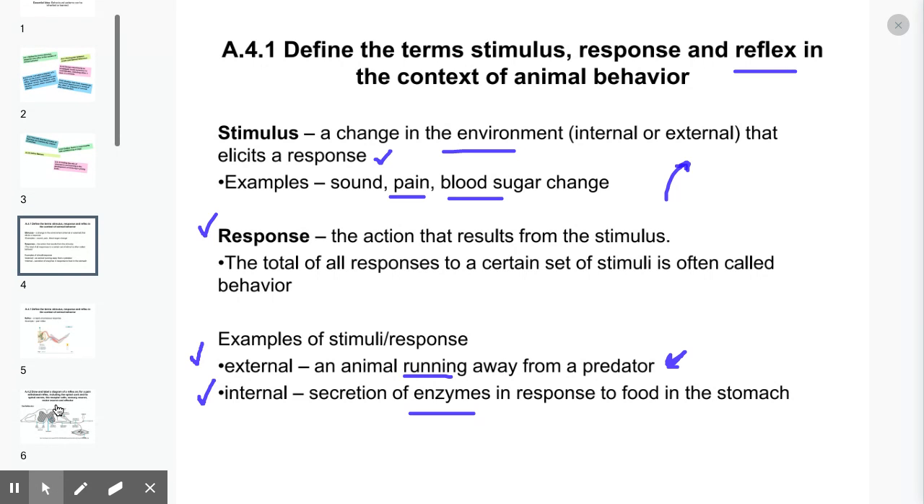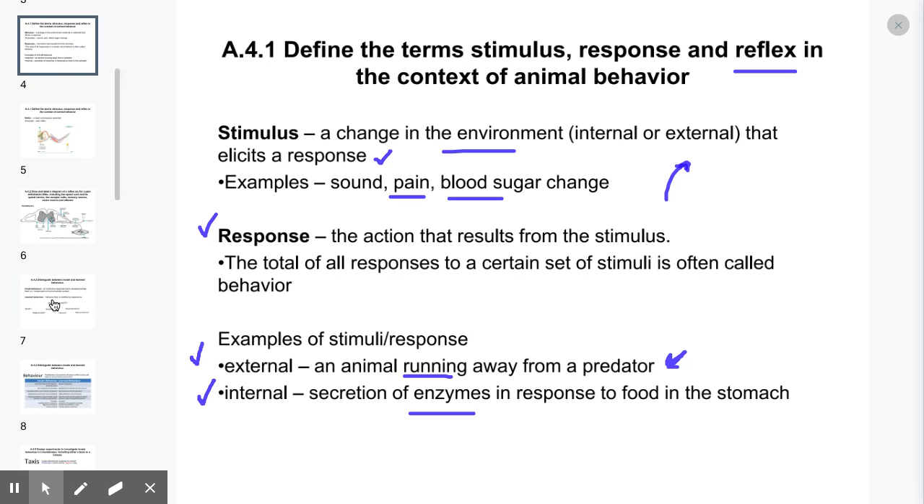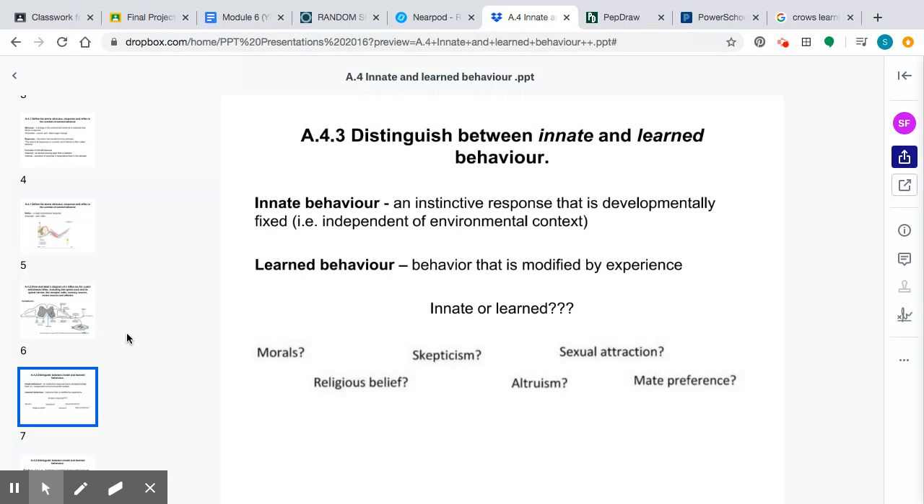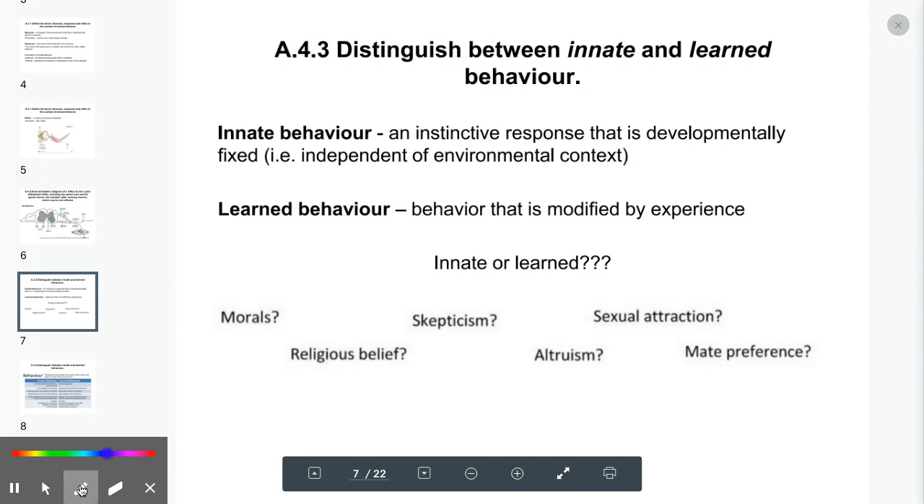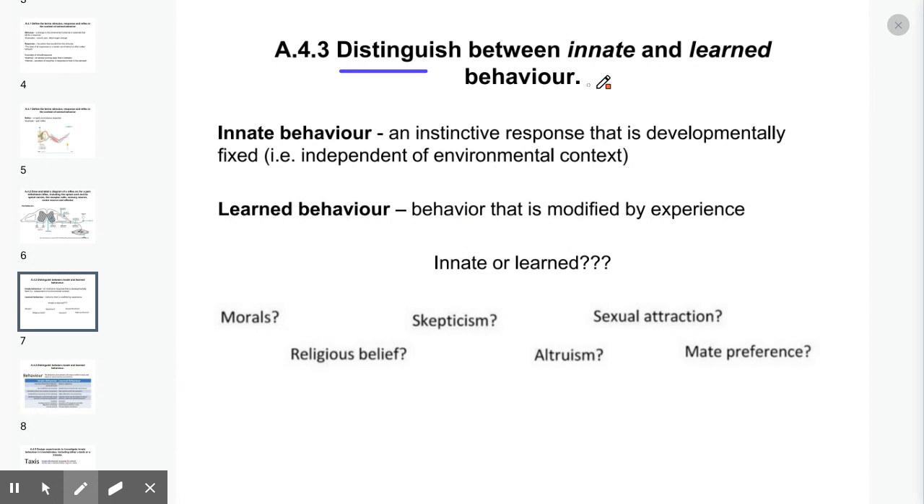I'm going to jump ahead of the reflex arc just to talk a little bit about these two different groups of behaviors. So IB would like us to be able to tell the difference between innate and learned behavior. And sometimes it's not so clear. So what's innate and what's learned? As we're learning more about animals, we're beginning to learn that they learn and they're not born with certain behaviors. But let's talk real quick.